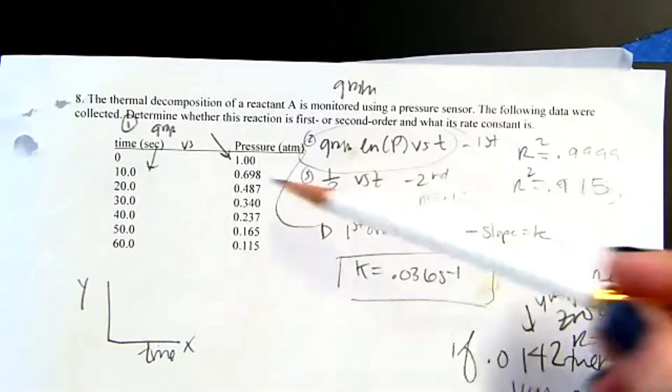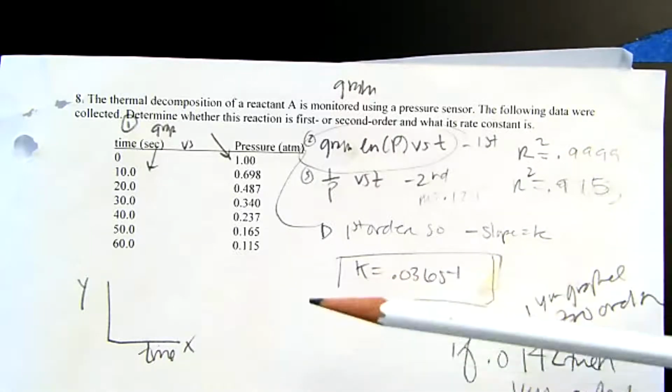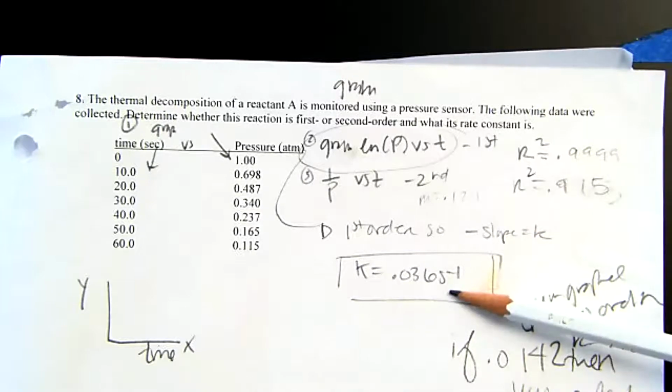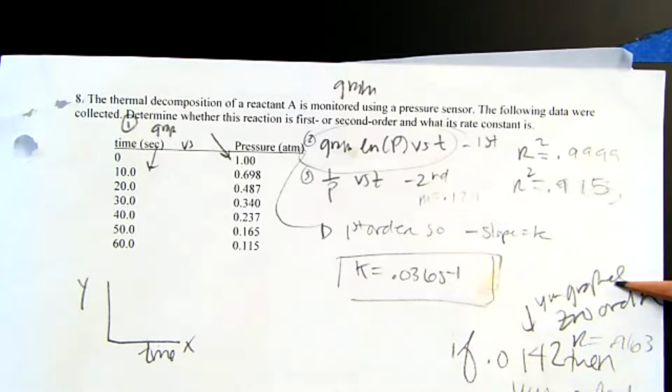Great. So then it also says, what's the rate constant? So for first order, your slope is equal to negative k. So divide both sides by -1. And then your unit, since you know it's first order, should be seconds^-1. Yeah. Questions on that one?